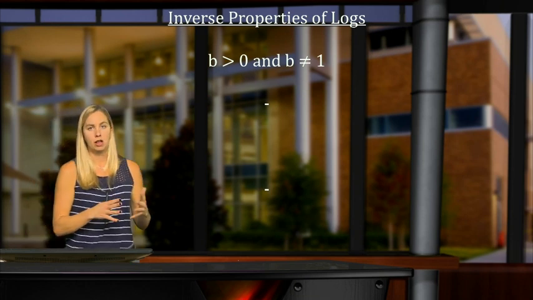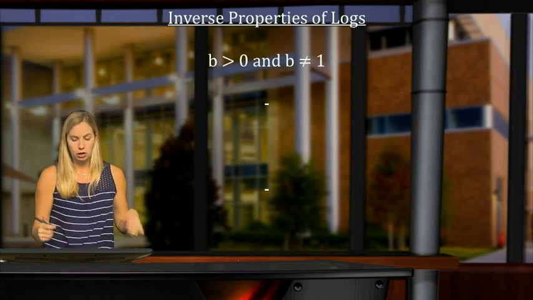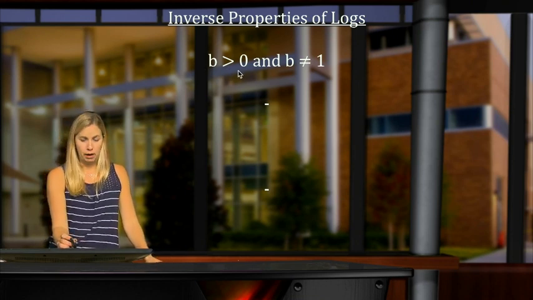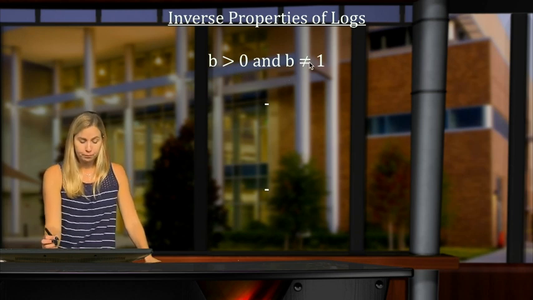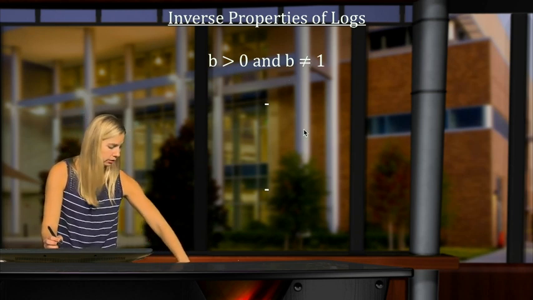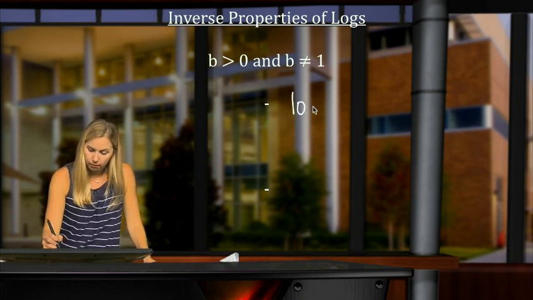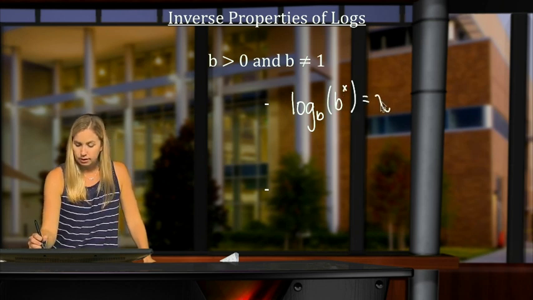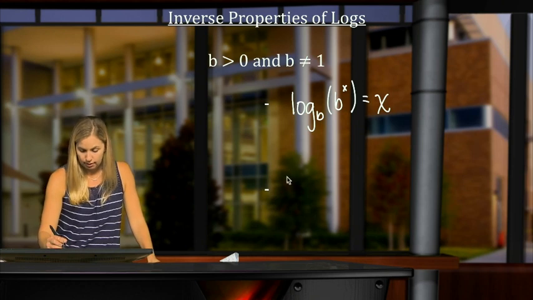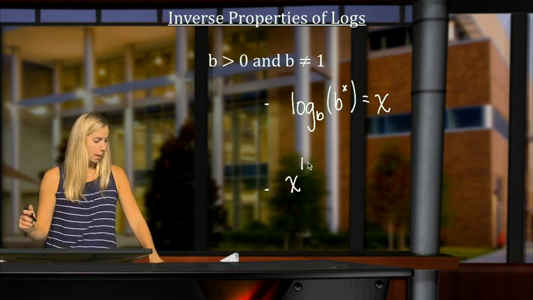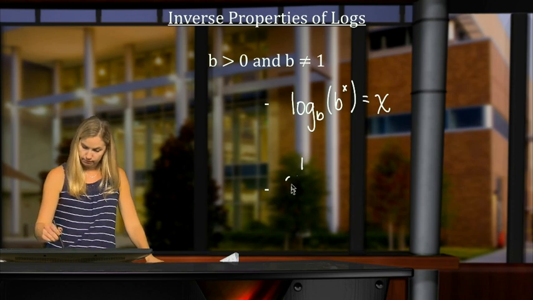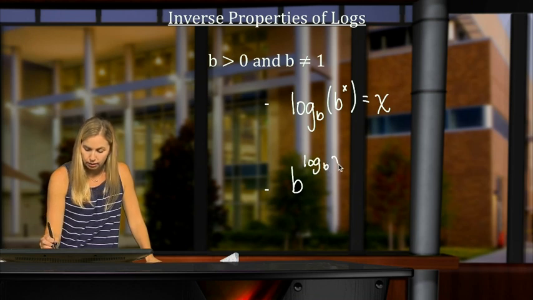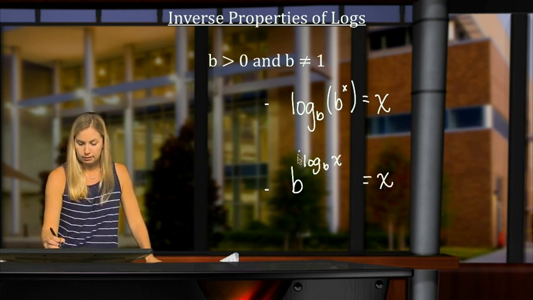So now that we know how to evaluate logarithms, let's look at some properties of logarithms. Again, reviewing those, the restrictions on our base: b must be greater than 0, it must be positive, and b cannot equal 1. The inverse properties of our logarithms: log base b of b to the x is equal to x, and b raised to a power of log base b of x is equal to x.